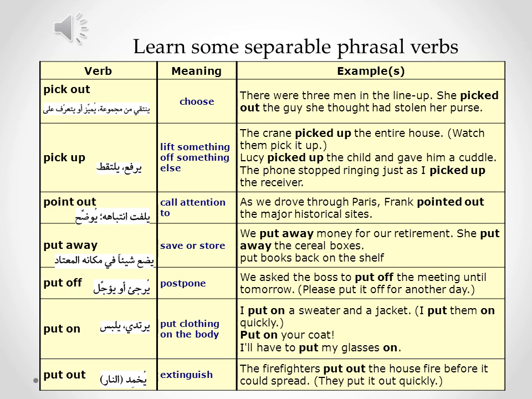We are still on the list of learning some separable phrasal verbs. The first one is pick out, which means to choose. Example: there were three men in the lineup. She picked out the guy she thought had stolen her purse.